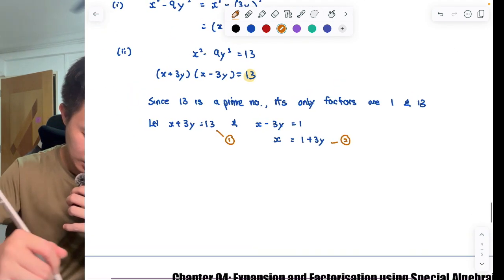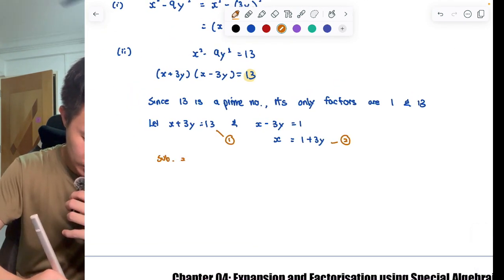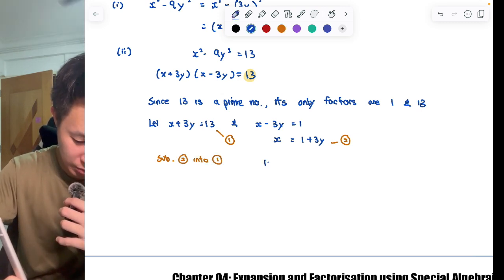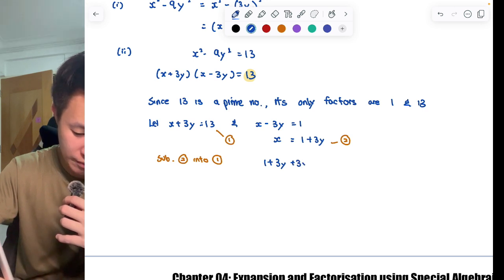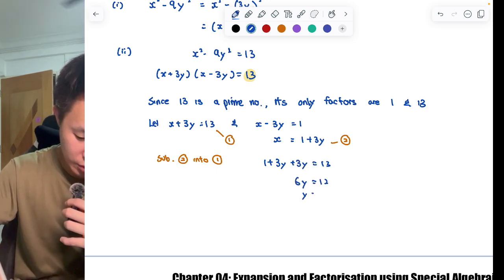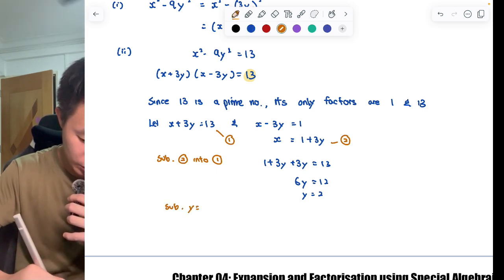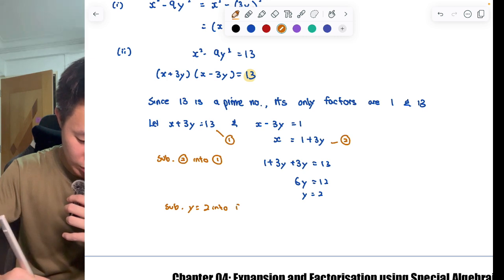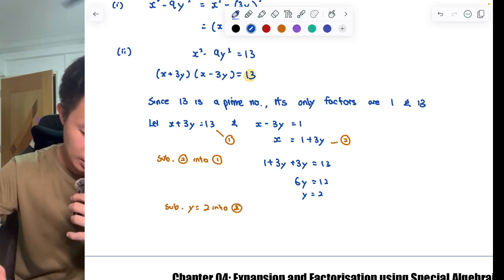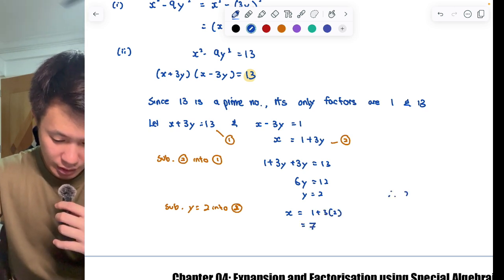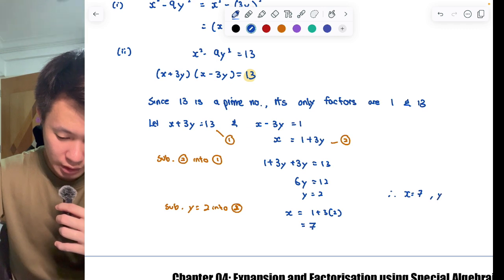So I'm going to substitute 2 into 1. And all I have is 1 plus 3y plus 3y equals 13. So I'll have 6y equals 12 and y equals 2. Right? And then we will substitute y equals 2 into equation 2. Okay, and we will have x equals 1 plus 3 times 2, which gives us 7. So therefore, x equals 7 and y equals 2.